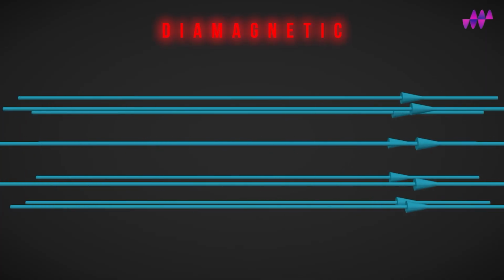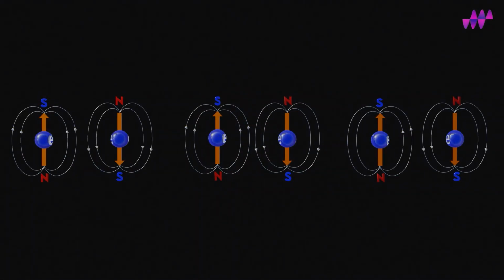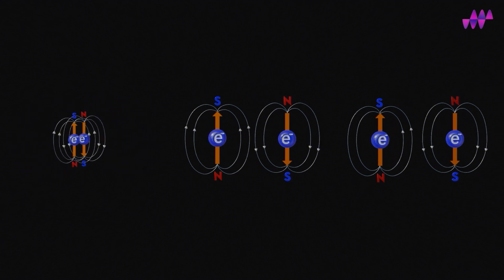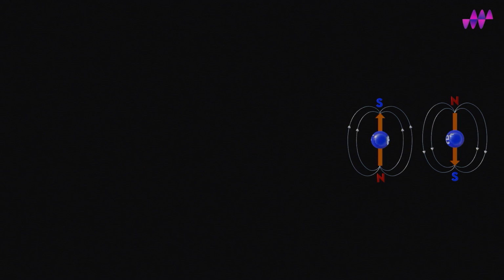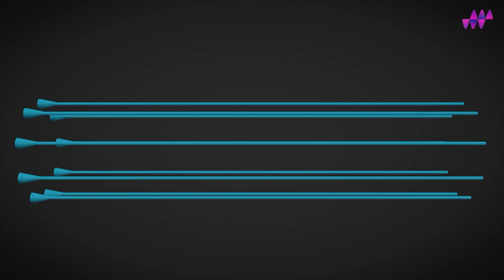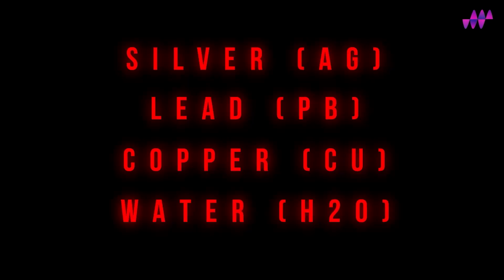Diamagnetic objects are materials which oppose the magnetic field direction and are weakly repelled by it. Diamagnetic substances have an equal number of electrons that spin in opposite directions, so their magnetic effect is cancelled out. These materials are rarely magnetized, and when the magnetization source is removed, their magnetization is lost. Silver, lead, copper, and water are examples of these materials.